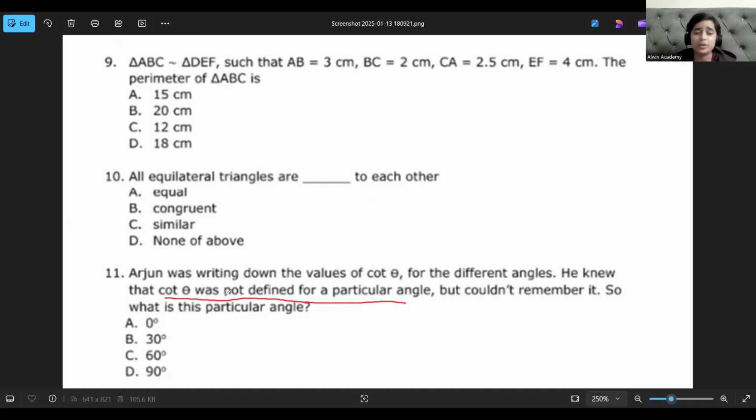Now, if you don't remember the values of cot theta, then let's just recall the values of tan theta. When we put in tan 0, it becomes 0 only. Now, cot theta is 1 by tan theta. If we invert this, we get 1 by 0, which is not defined. So this way you can remember that the value of cot theta for 0 degrees is not defined, or you can simply remember the value of cot theta any way you find feasible. Now, we're going to the next question.